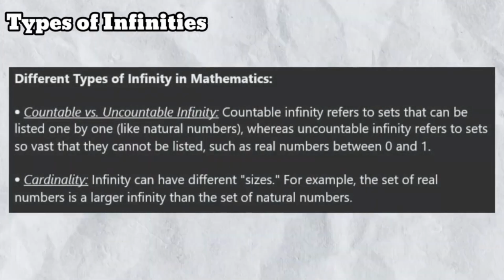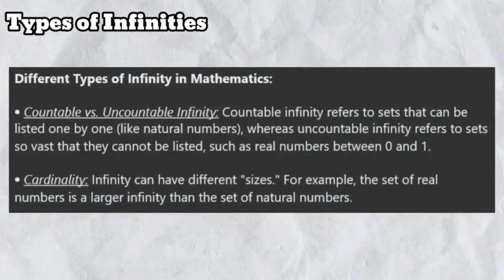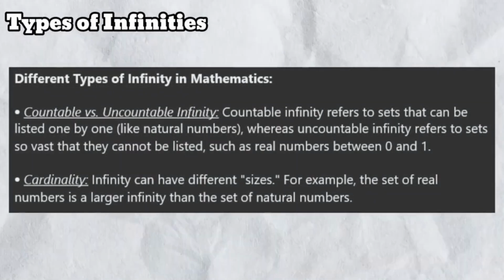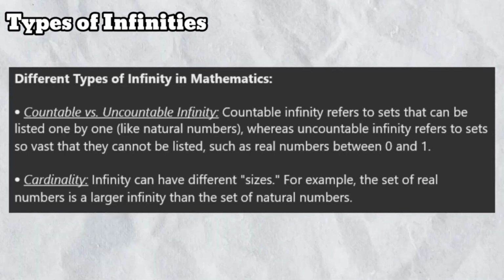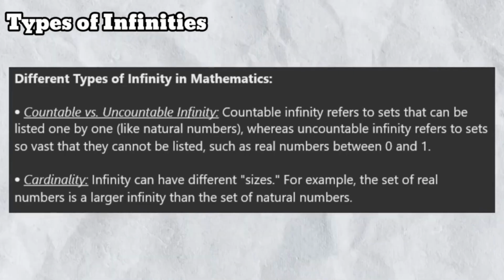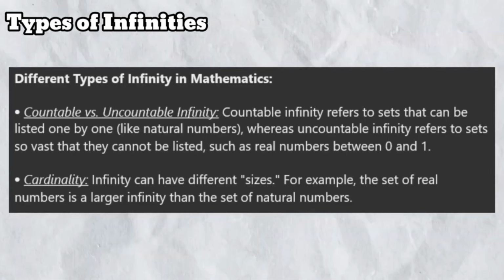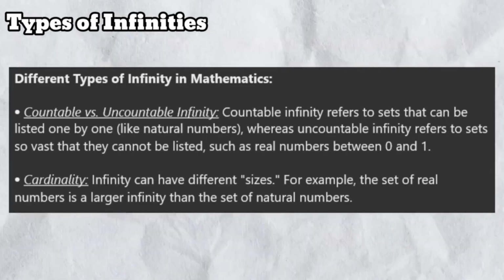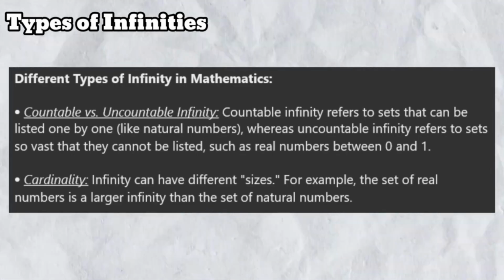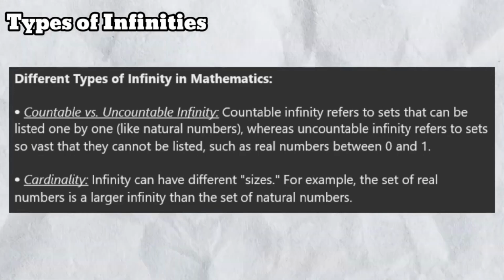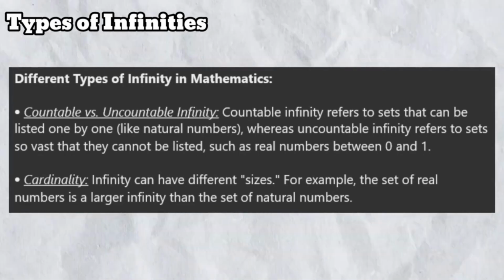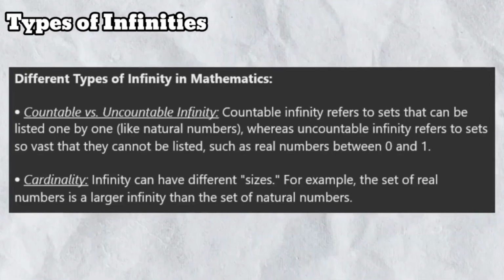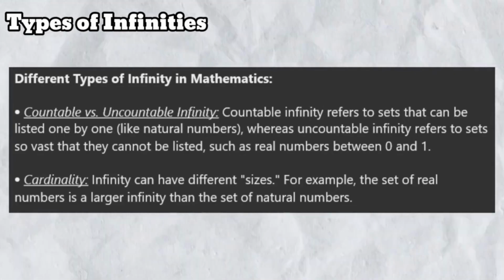Here is a small explanation on types of infinities as well. Countable versus uncountable infinity. Countable infinity refers to sets that can be listed one by one, like natural numbers, whereas uncountable infinity refers to sets so vast that they cannot be listed, such as real numbers between 0 and 1. Cardinality. Infinity can have different sizes. For example, the set of real numbers is a larger infinity than the set of natural numbers.